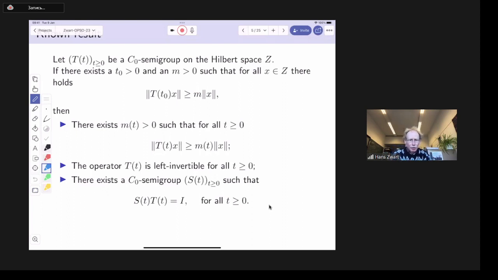So if the first property is satisfied, then the semigroup is left invertible, and the left inverse can be chosen as a semigroup. One remark I want to make: this semigroup S(t) is not unique. I built examples where I constructed more, but okay.